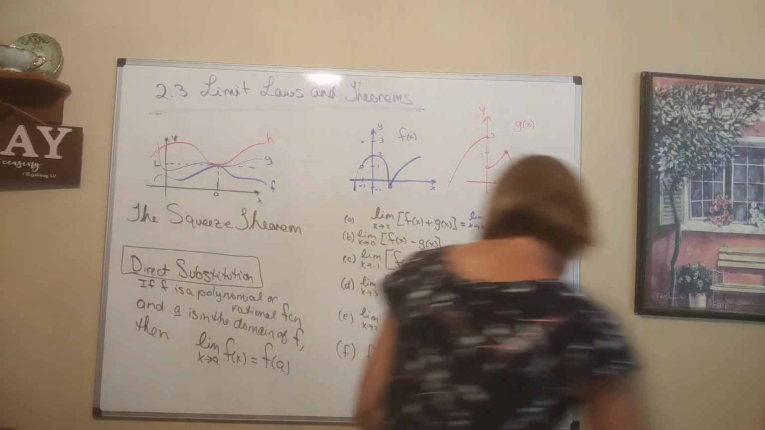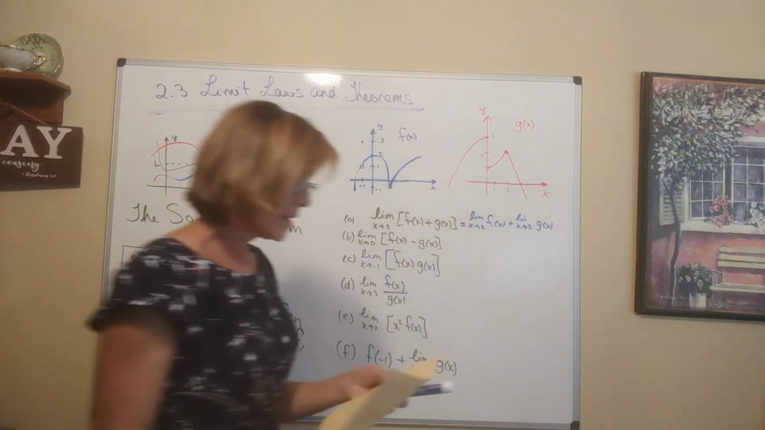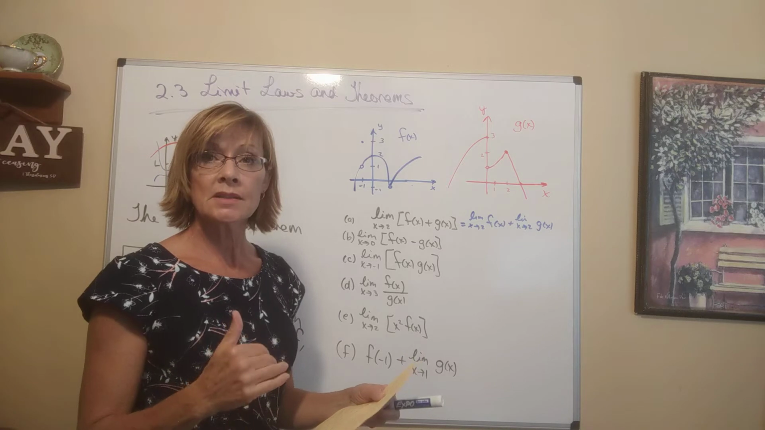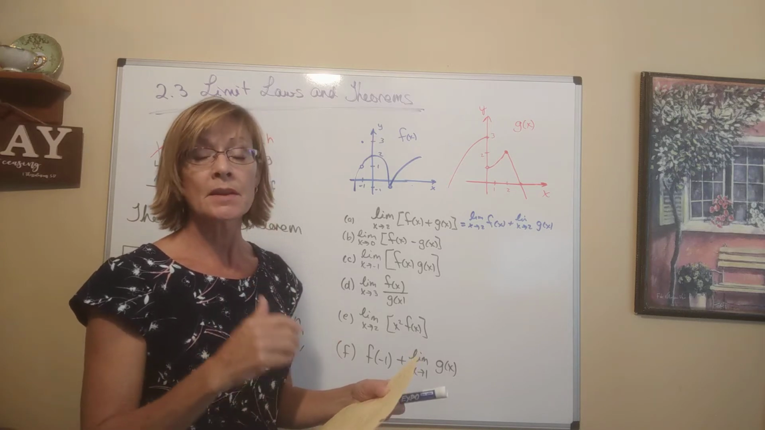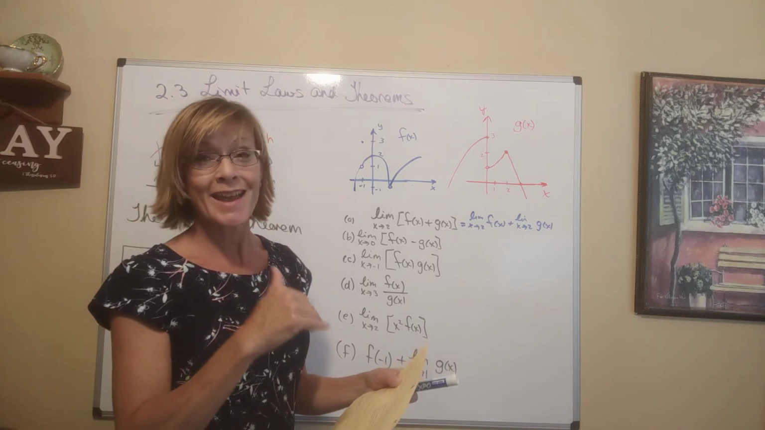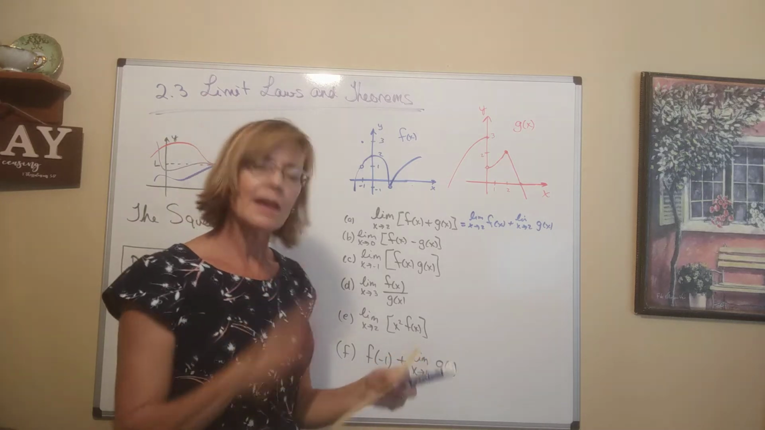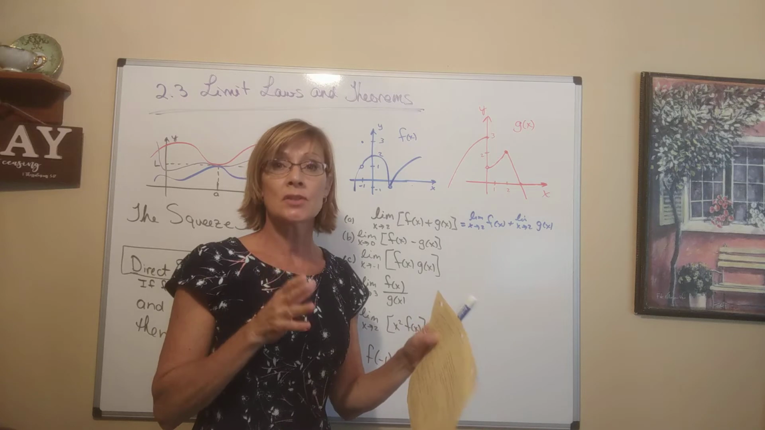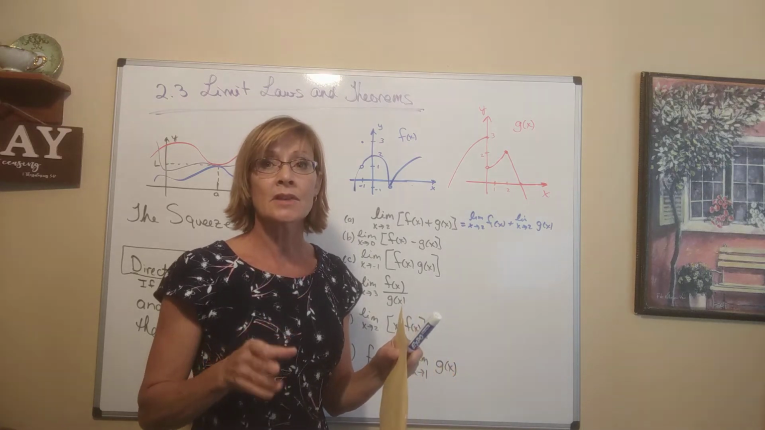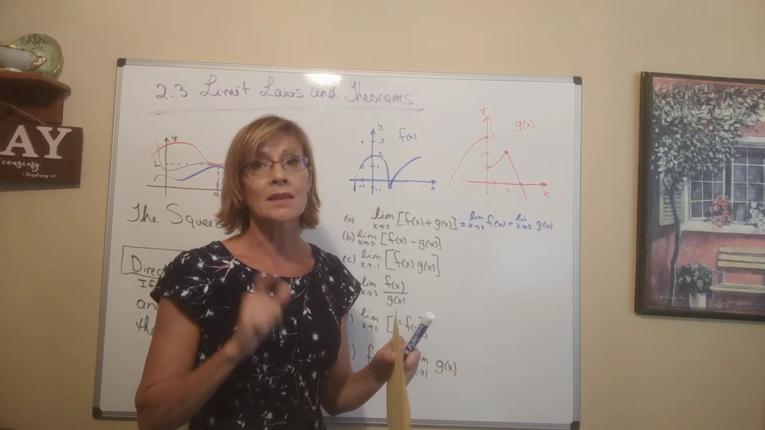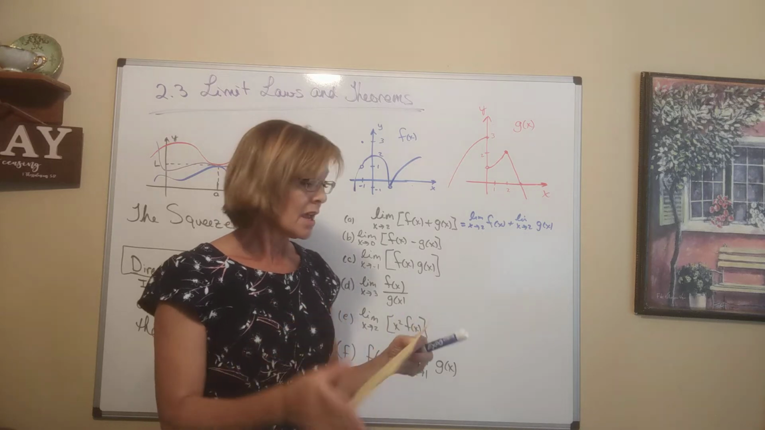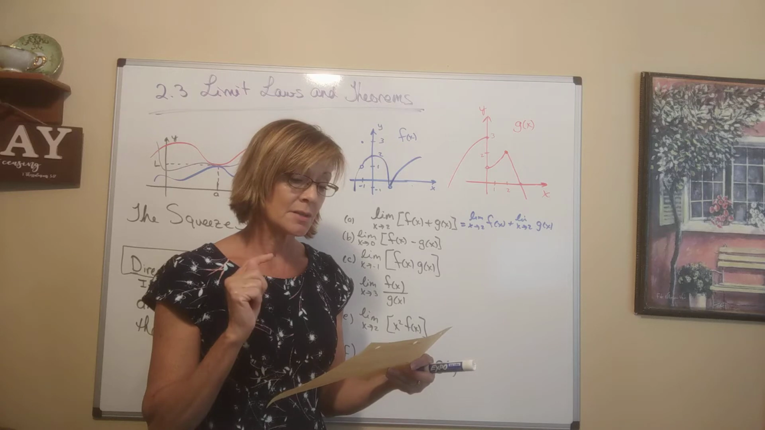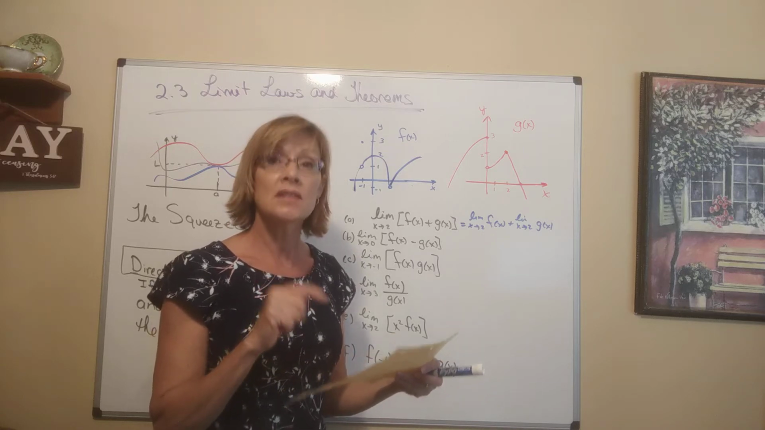The second rule says the limit as x goes to a of f of x minus g of x is equal to the limit as x goes to a of f of x minus the limit as x goes to a of g of x. In other words, number 2 says the limit of a difference, the subtraction of two things, is the difference of limits.